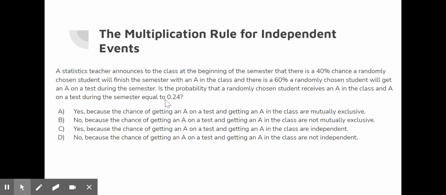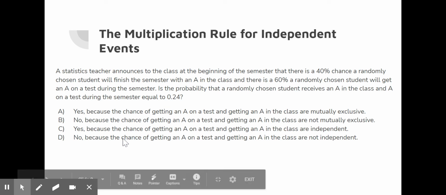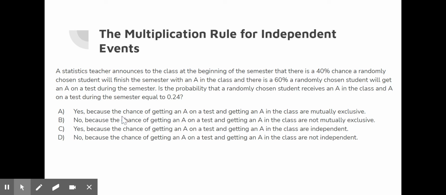Okay, so for this one, let's look here. We have yes, the probability, or because the chance of getting A on a test and getting an A in the class are mutually exclusive. Remember, mutually exclusive means they can't happen at the same time, right?